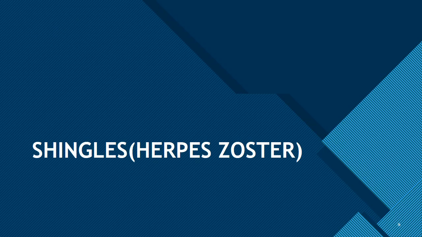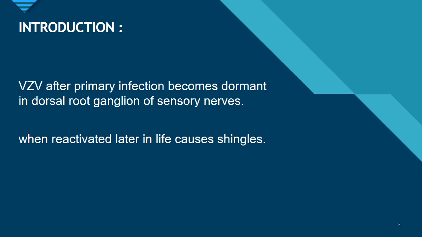Now we will discuss shingles, which is caused due to reactivation of the virus. We have already discussed that Varicella zoster virus after primary infection becomes dormant in dorsal root ganglion of sensory nerves and then is reactivated later in life, especially in immunocompromised and elderly individuals. So if there is recurrence of this virus, then it means there can be immunodeficiency.